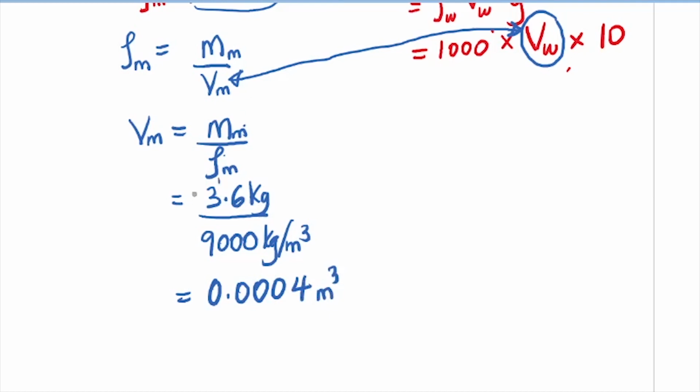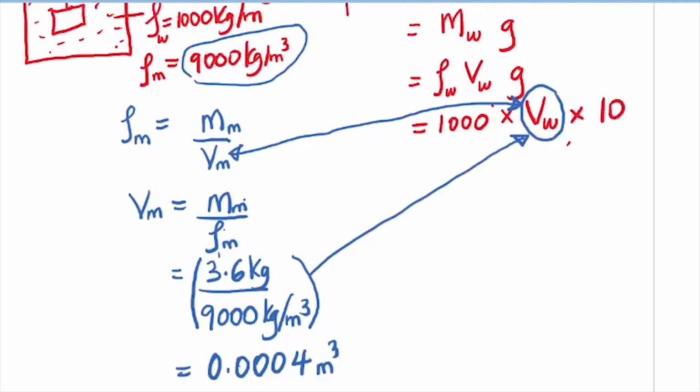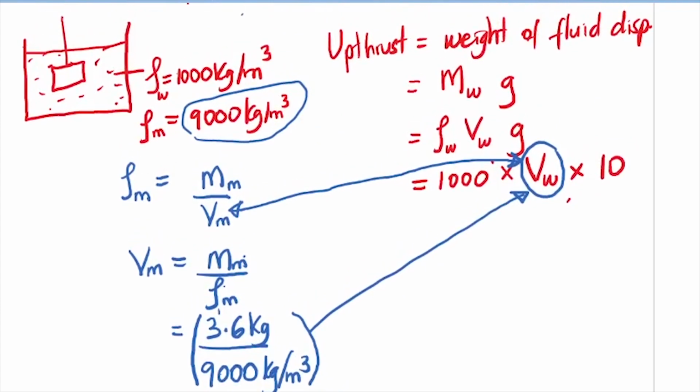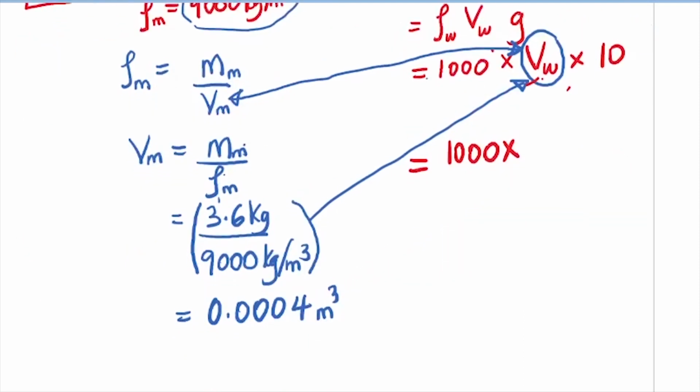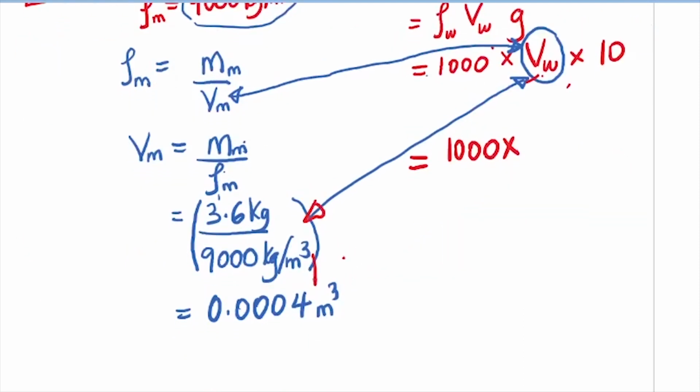Sometimes I like to leave such answers in fraction form because it's easier to put this right there. Then I continue with my working up here. So let's get back to what we are actually looking for. We are trying to look for the upthrust that is experienced when the thing is dropped in water. So in other words, this is going to become 1,000 multiplied by the volume of the water. Let's put it in here because it's easier to deal with it when it is like this.